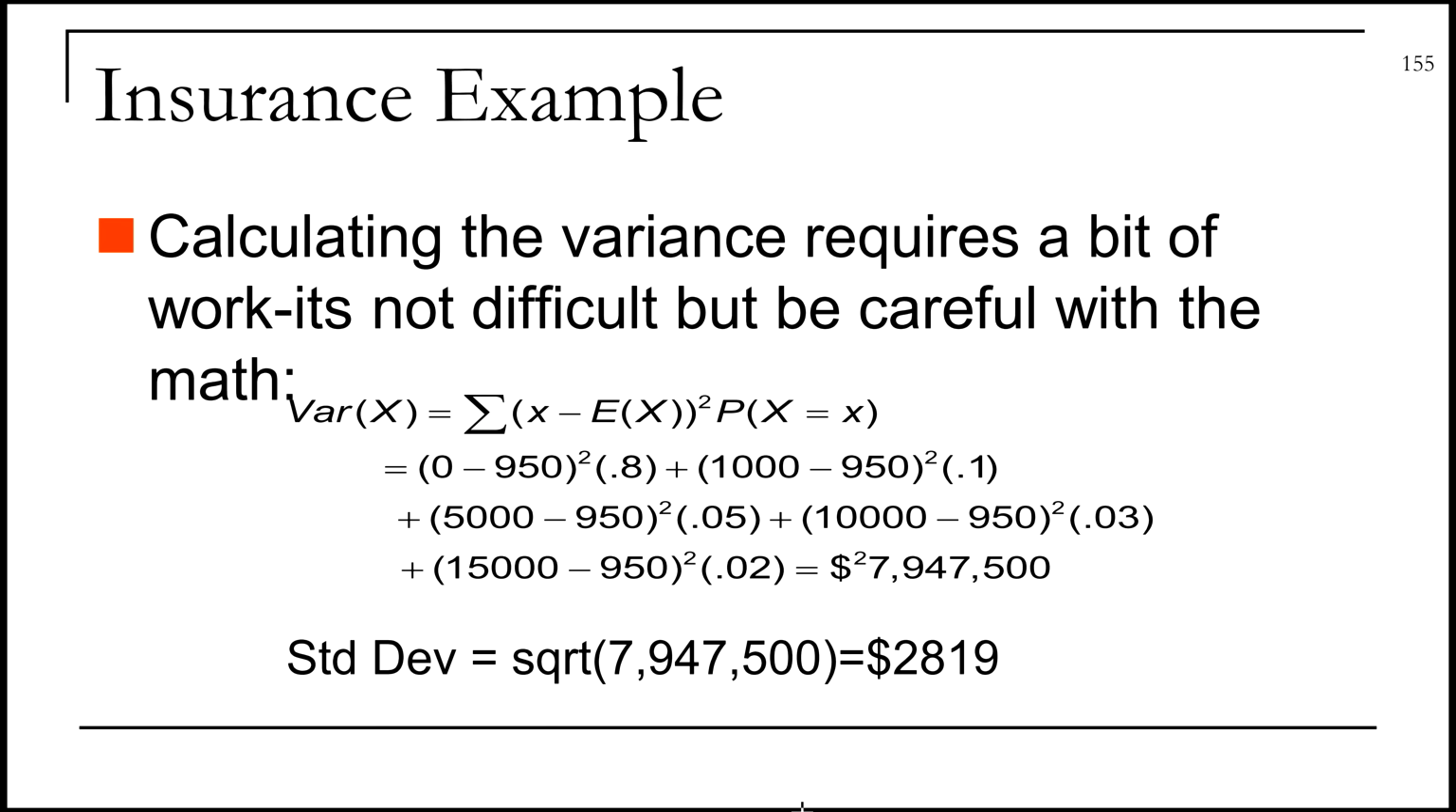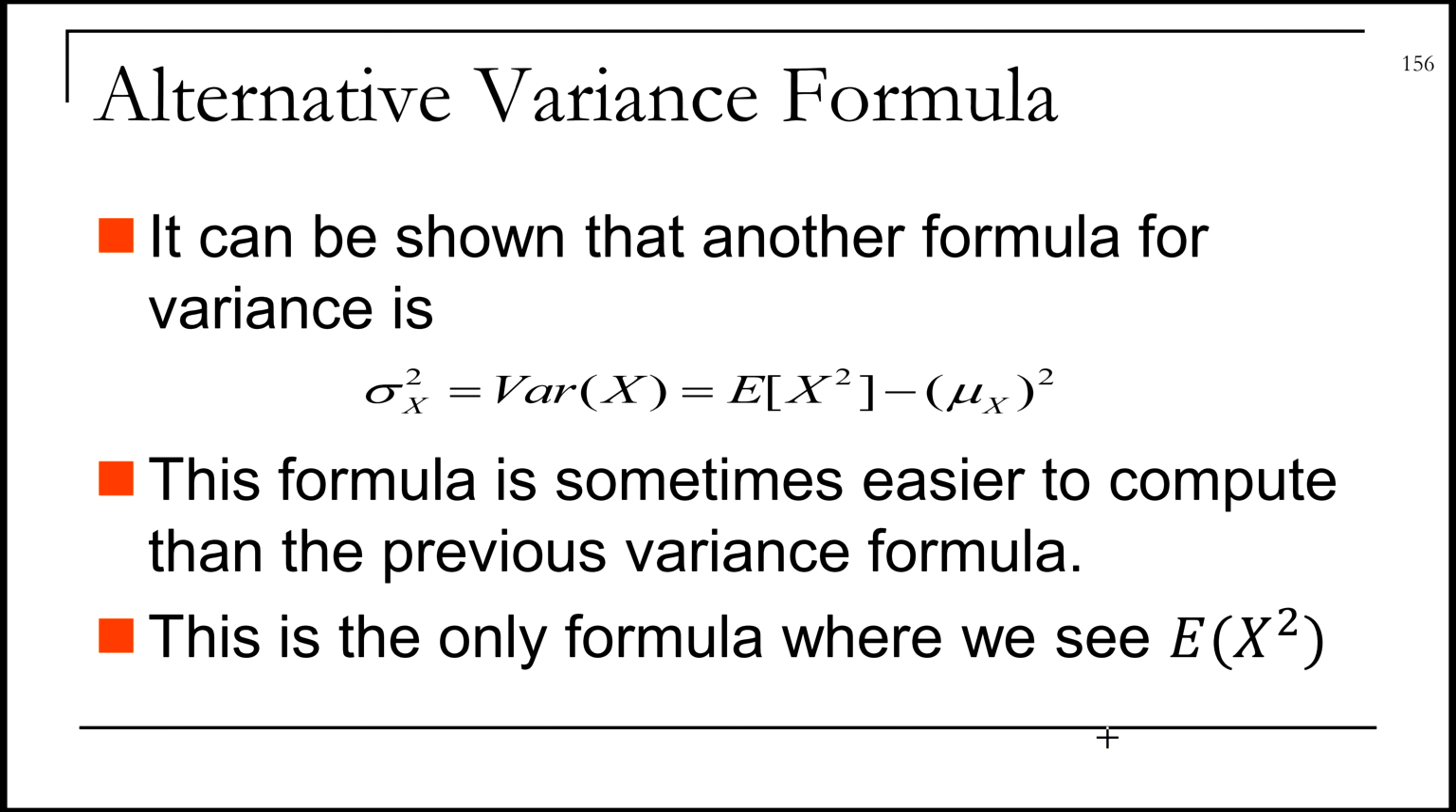For the insurance example, the variance is a huge number, 7 million. You take the square root, and you get 2018. And again, the mean was 950. The standard deviation is not that large relative to the mean because the values are not spread out that much. But standard deviation, of course, is saying how spread out the values are.